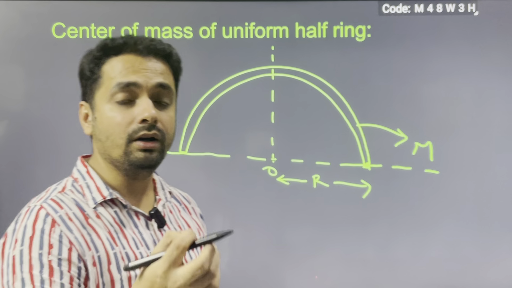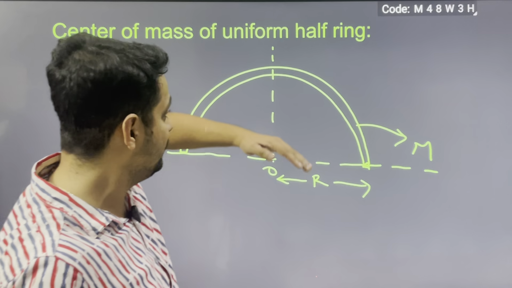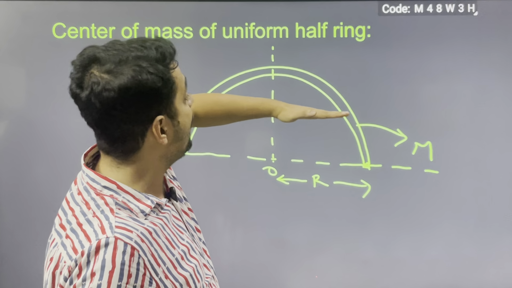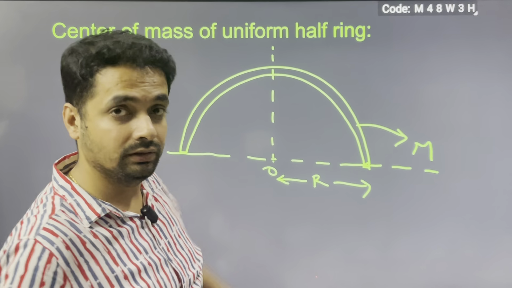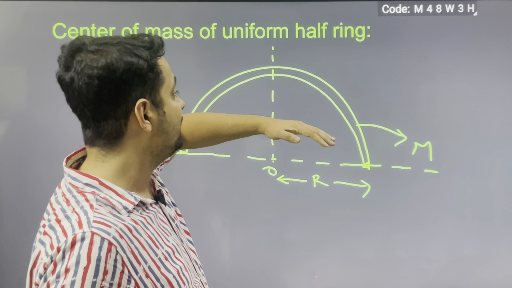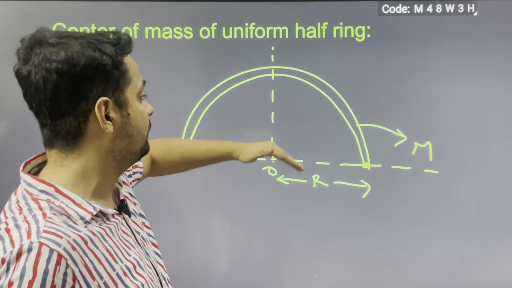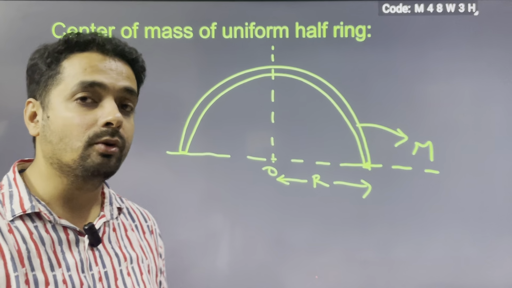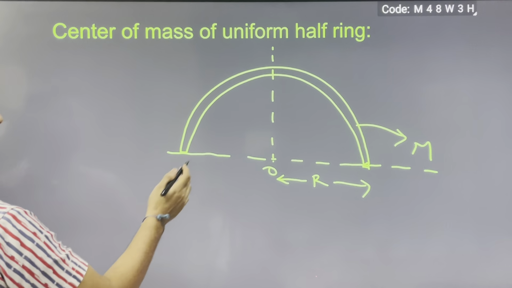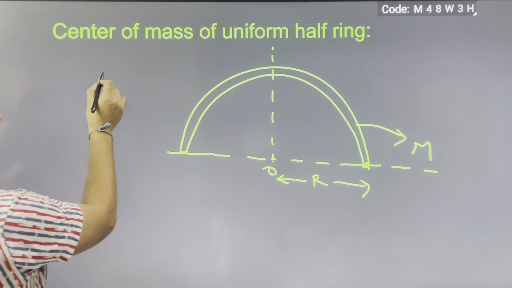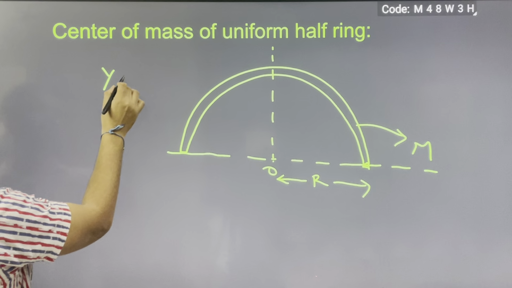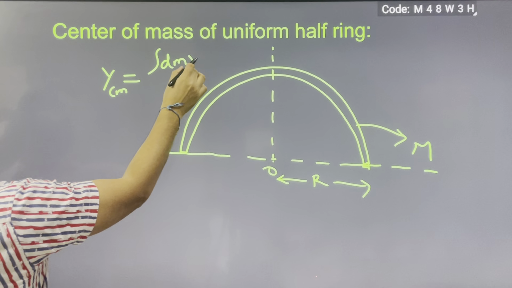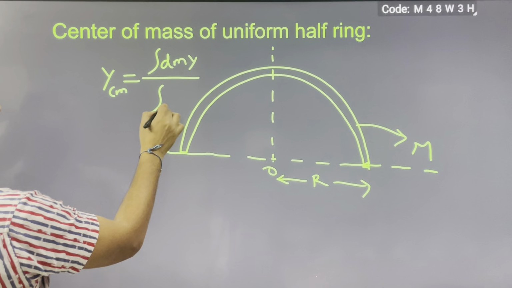Our objective is to find the y center of mass. Why? Because along the y-axis, the upper and lower halves are not symmetrical. So definitely the center of mass will not be at the physical center, it will be somewhere up from the physical center. So we have to find the y center of mass, and we will use the same formula: integration of dm y divided by integration of dm.